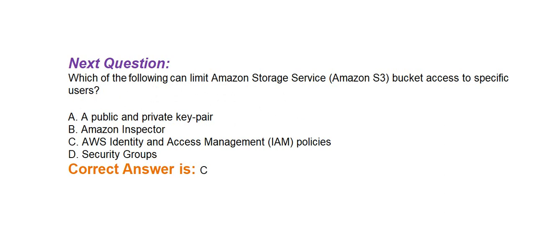Next question. Which of the following can limit Amazon Simple Storage Service Amazon S3 bucket access to specific users? Option A. A public and private key pair. Option B. Amazon Inspector. Option C. AWS Identity and Access Management IAM policies. Option D. Security groups. Correct answer is option C. AWS Identity and Access Management IAM policies.